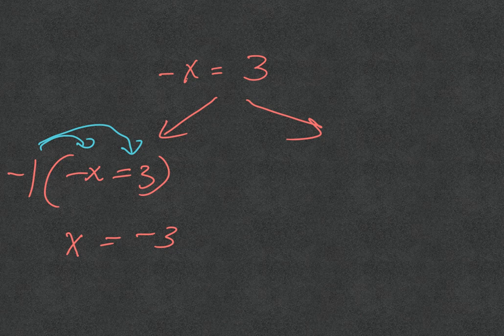The other way I can do it is divide everything by negative 1. Now it's easier here if I just show that I do it individually by negative 1. So then I have a negative 1 divided by a negative 1, because although it's not written there, it's implied that there's a negative 1 in front of that x. Those reduce, leaving me with just x, and on the right-hand side, negative 3.